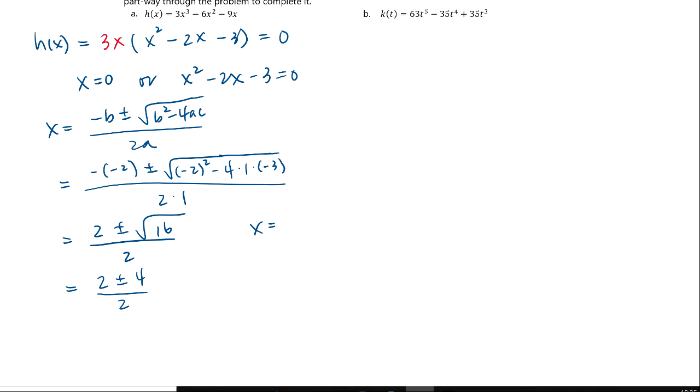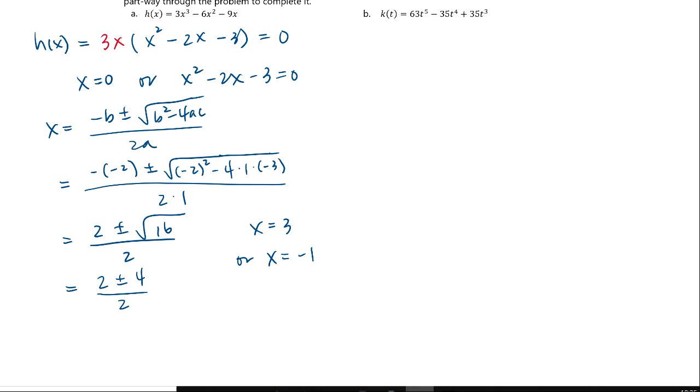If I add 4, I would have 2 plus 4 is 6. 6 divided by 2 will be 3. Or if I subtract 4, 2 minus 4 is negative 2, divided by 2 will be negative 1. And therefore, I have two x values that would work.